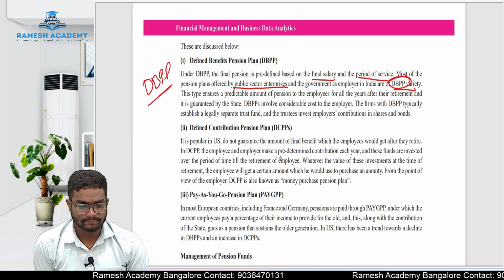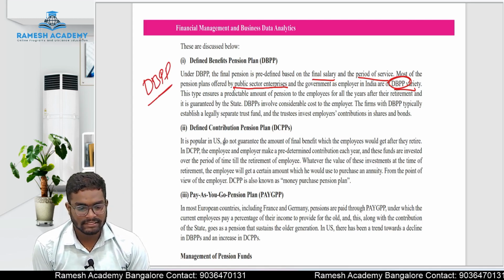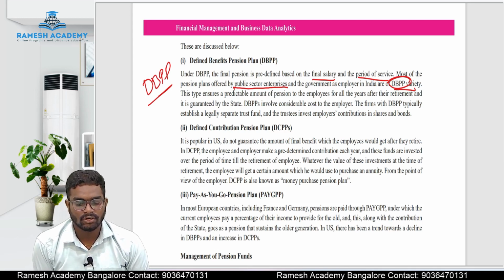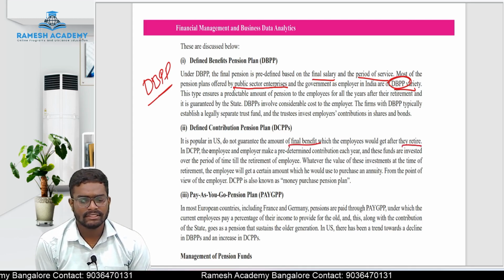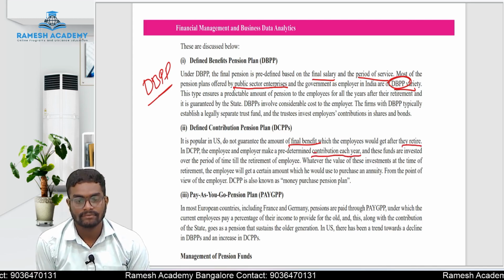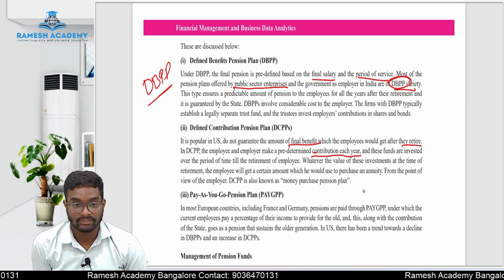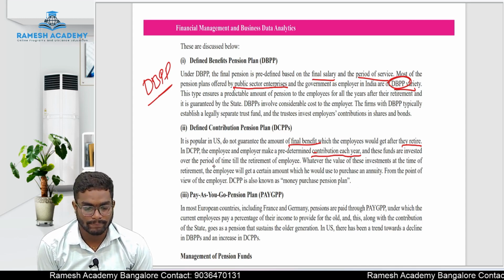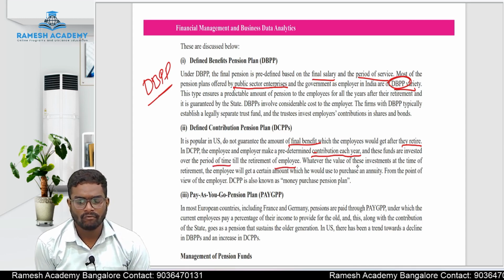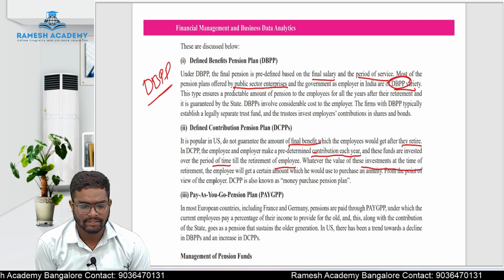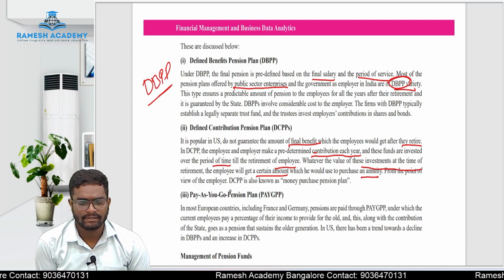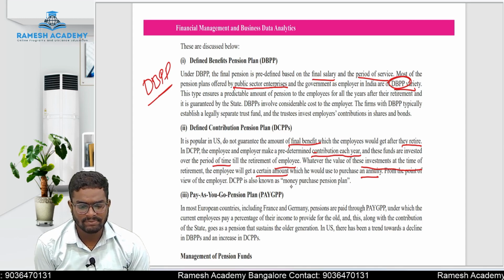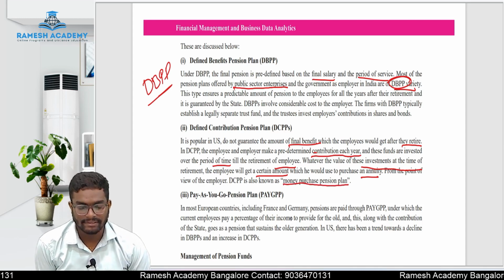Then DCPP, the defined contribution pension plan. It is popular in the US and does not guarantee the amount of final benefit which the employees would get after they retire. In DCPP, the employee and the employer make a predetermined contribution each year, like the PF which we make month on month. These funds are invested over a period of time till the retirement of the employee. Whatever the value of this investment at the time of retirement, the employee will get that amount, which he would use to purchase an annuity. From the point of view of the employer, DCPP is known as a money purchase pension plan.